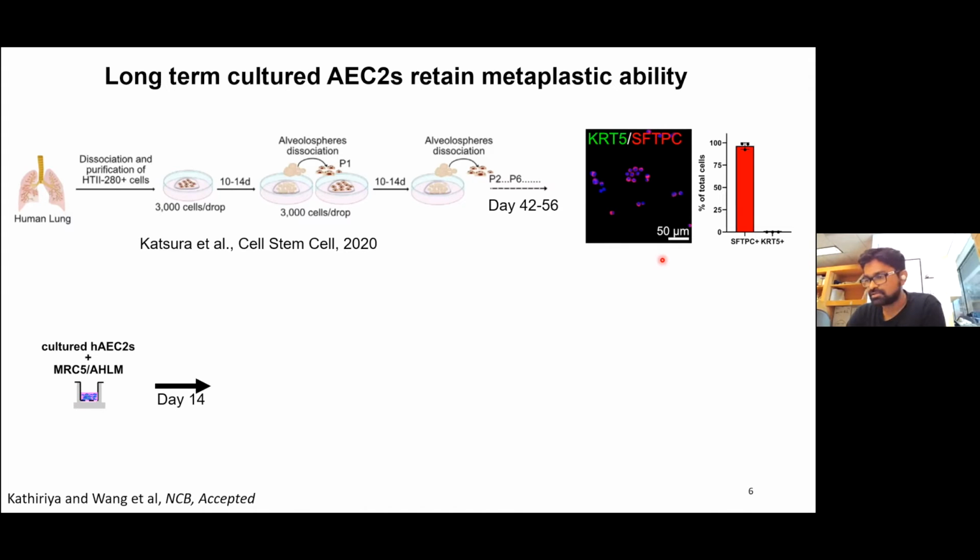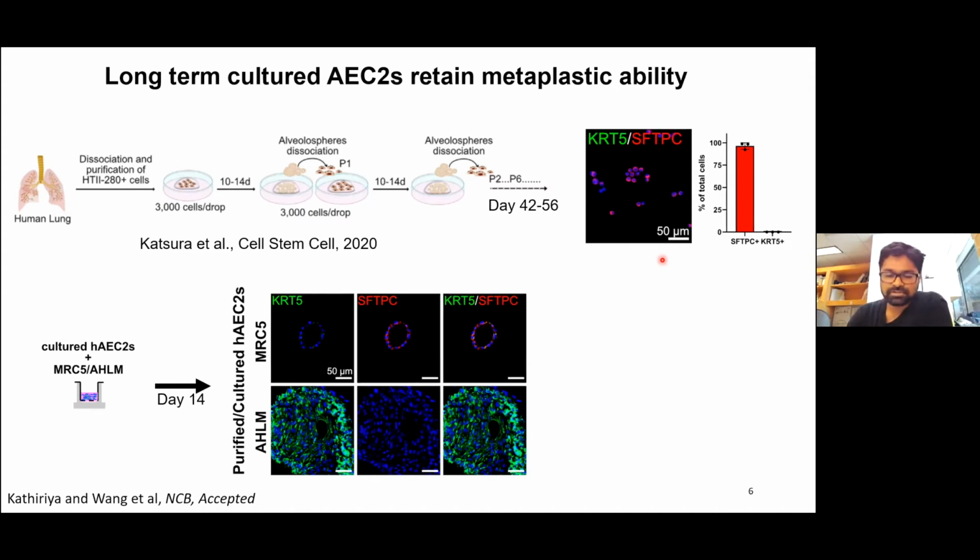And 14 days into the culture, we saw the same results as we saw earlier, that even these purified culture type 2 cells, which effectively function like a primary cell line, are pure type 2 cells. And if you put them with MRC5, they maintain their type 2 identity. If you put them with AHLM, they lose their type 2 identity and acquire basal identity.